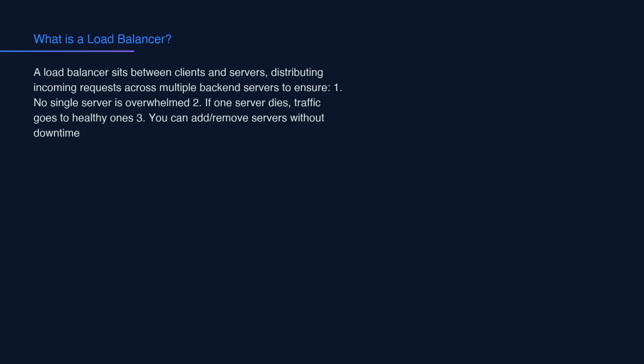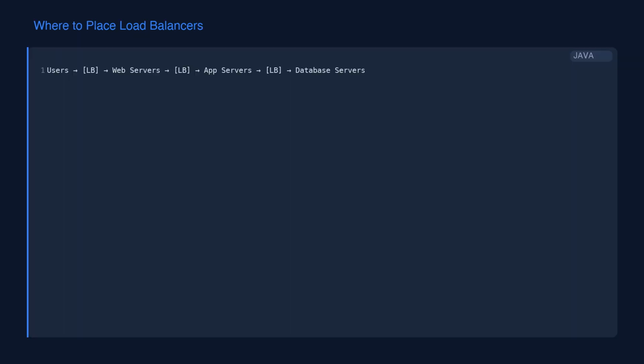Let us talk about the ultimate traffic cop of system design, the load balancer. Think of it as a smart middleman sitting right between your users and your backend servers, handing out incoming requests so no single machine gets overwhelmed. This is huge because if one of your servers suddenly crashes, the load balancer instantly redirects traffic to the healthy ones. Plus, it lets you easily add or remove servers behind the scenes without your users experiencing a single second of downtime.